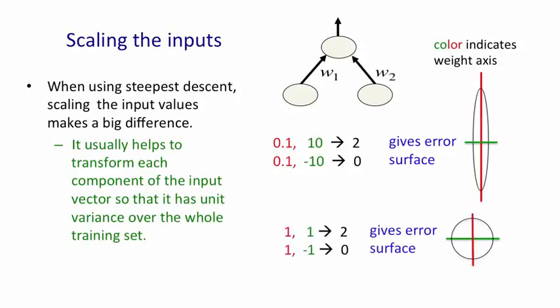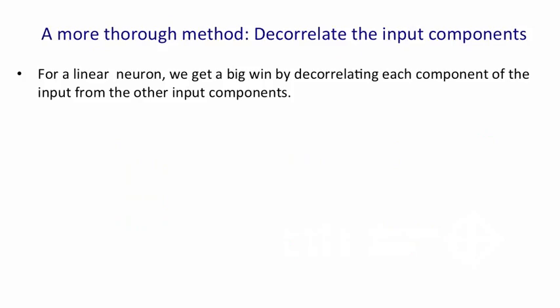If we simply change the variance of the inputs, just rescale them, make the first component 10 times as big and the second component 10 times as small, we now get a nice circular error surface. Shifting and scaling the inputs is a very simple thing to do. There's something a bit more complicated that actually works even better because it's guaranteed to give you a circular error surface. At least it is for a linear neuron.